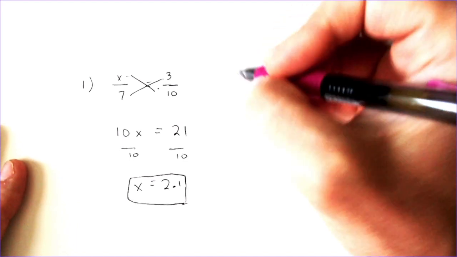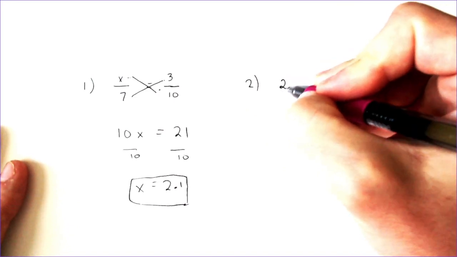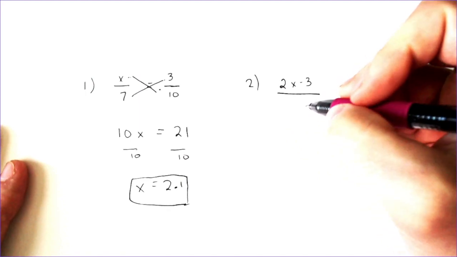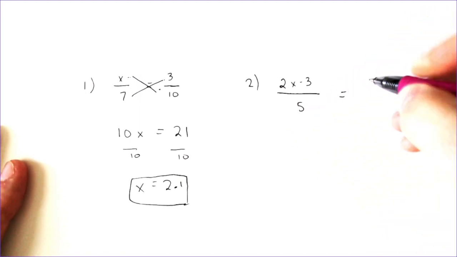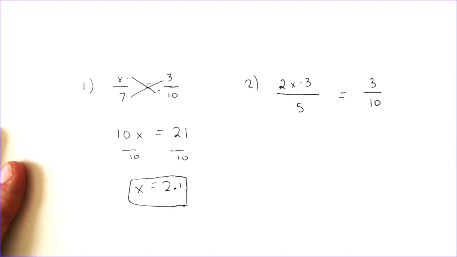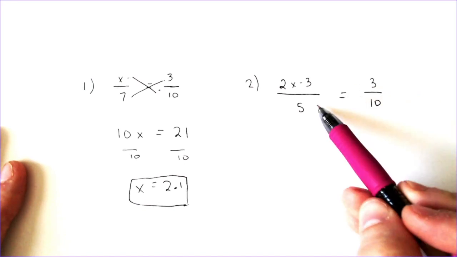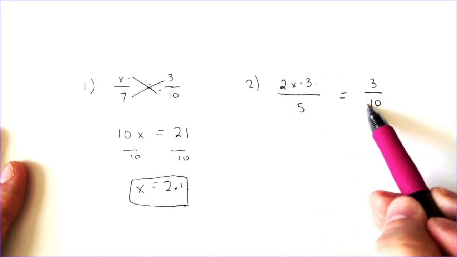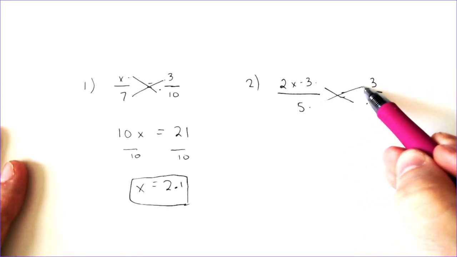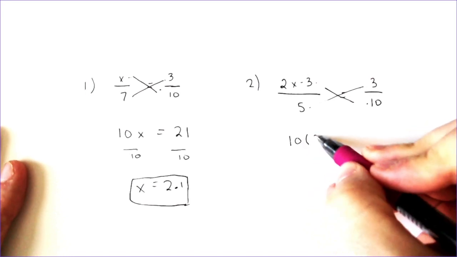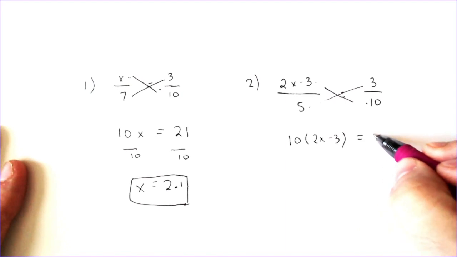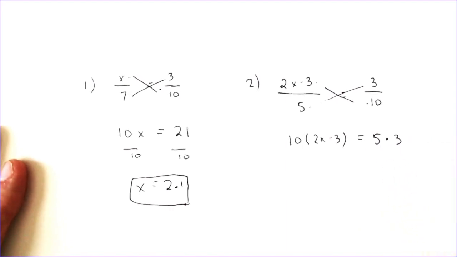So if we take something like this, where we have 2x minus 3 over 5 is equal to 3 over 10. It's going to be the same sort of problem where we have to multiply what's across from each other. So this 2x minus 3 is going to have to multiply with 10, and the 5 is going to have to multiply with the 3. So I'm going to put a 10 in front of the 2x minus 3 in parentheses. I'm going to have a 5 multiplied by 3 on the other side of the equal sign.